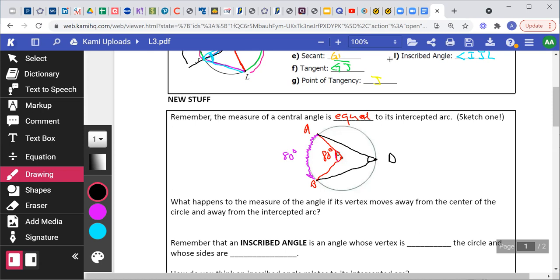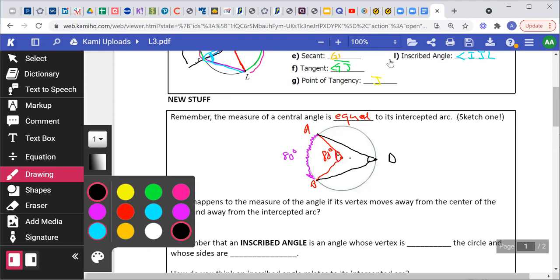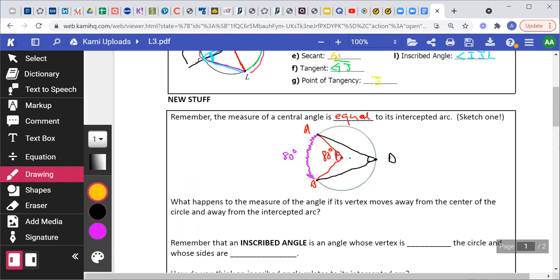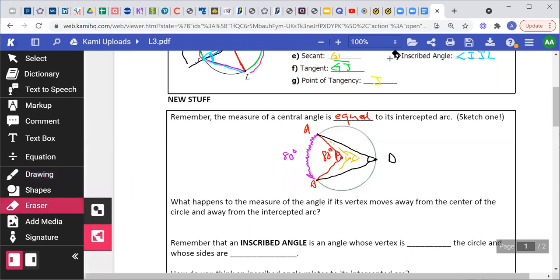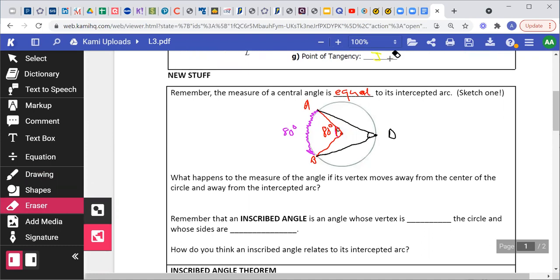As C moves towards D, this 80 degree angle becomes smaller. If I move C here, you see the angle becomes smaller. If I move C here, the angle becomes smaller. And when C goes to D, the angle becomes obviously smaller than the 80 degrees we have there. So here, I'm going to come back.